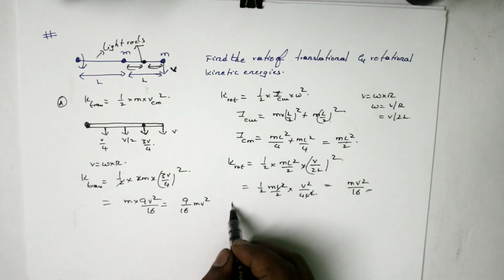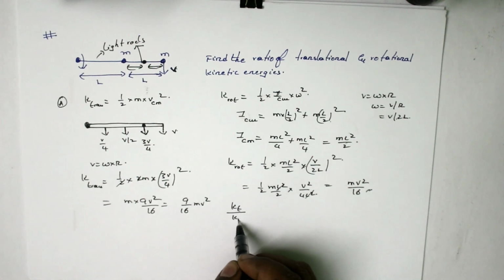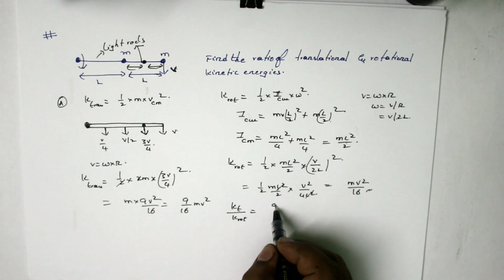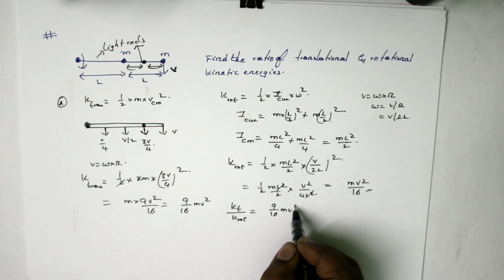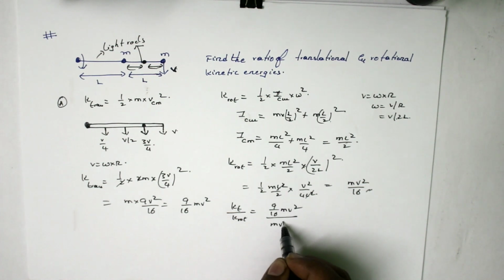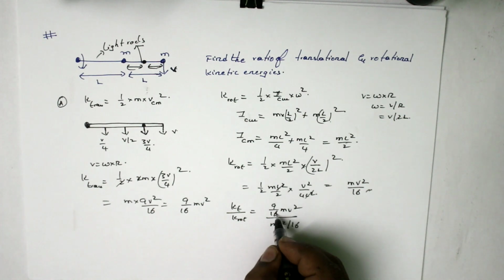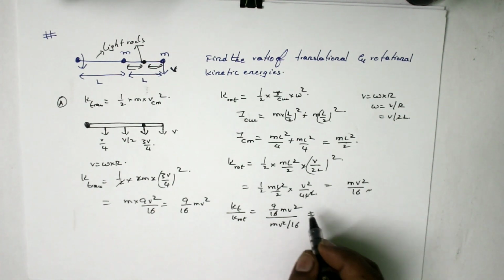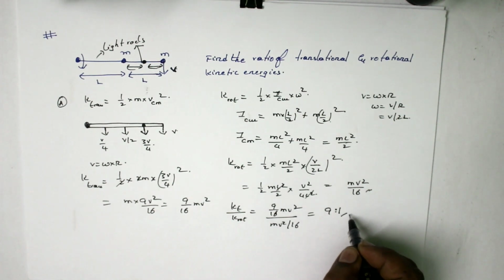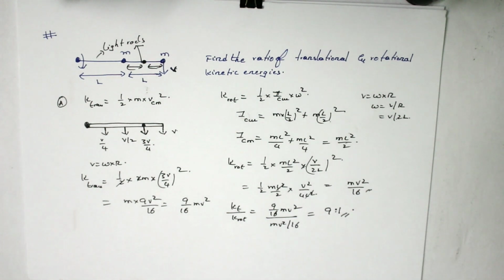So he is asking K translational divided by K rotational. So 9 by 16 mv square divided by mv square divided by 16. Therefore all these values get cancelled. So 9:1 is our answer.